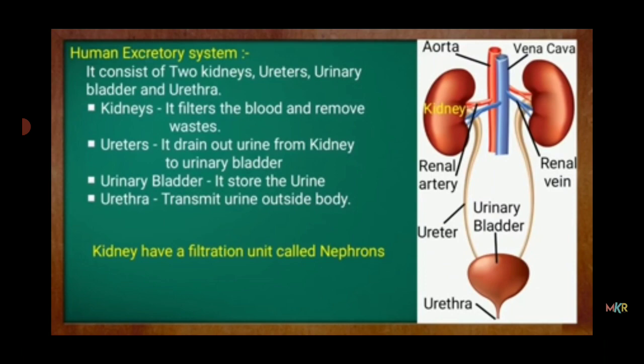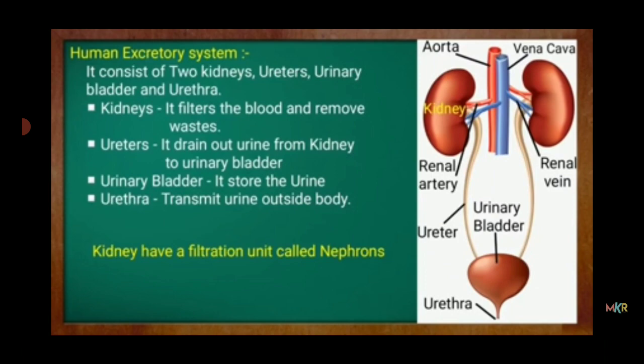Now, human excretory system. It consists of two kidneys, ureters, urinary bladder and urethra. Kidneys filter the blood and remove the waste. Ureters drain out urine from the kidney to the urinary bladder. Urinary bladder stores the urine. Urethra transmits urine outside the body.